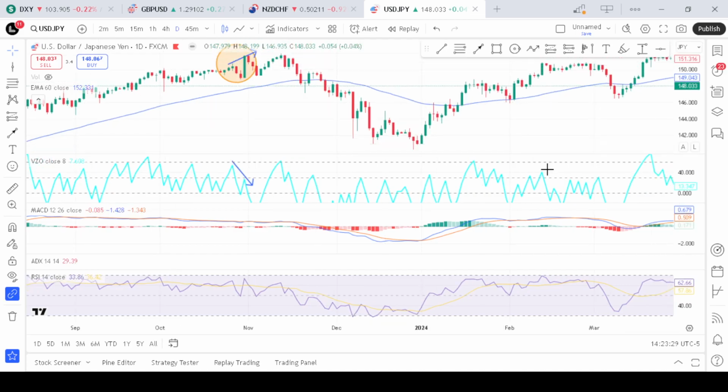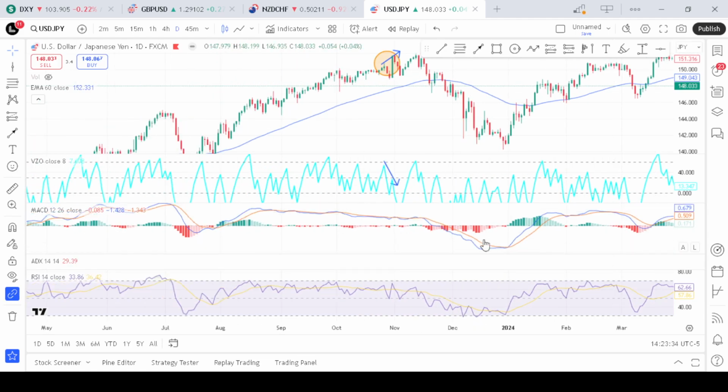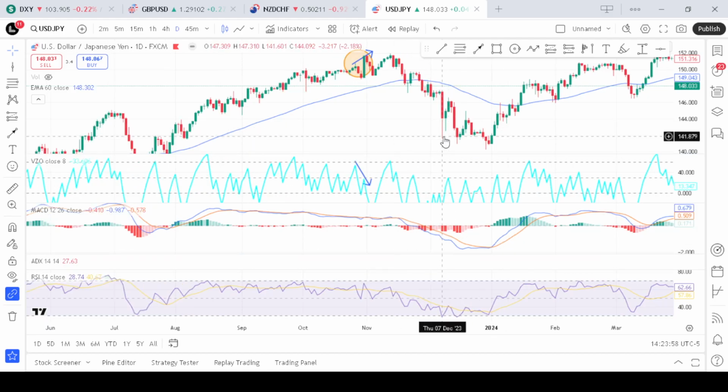While the MACD indicator shows a bearish crossover, and in this area where it crossed below positive 40, it shows a bearish crossover, meaning the MACD line crosses below the signal line. This strengthens your sell signal. So by combining these strategies with proper risk management and stop loss placement, you can use the volume zone oscillator effectively across different market conditions.